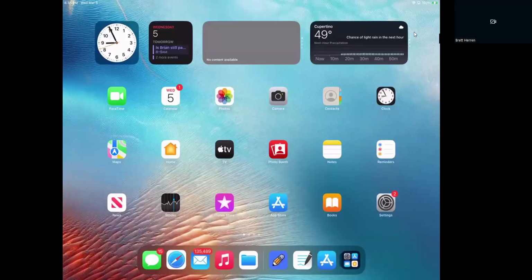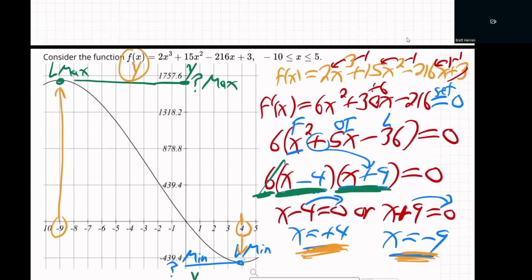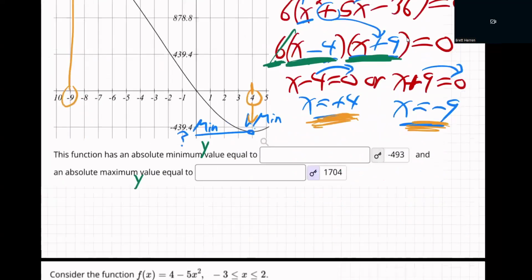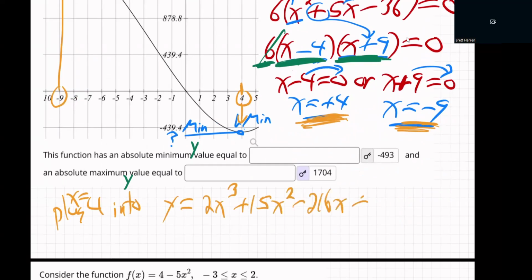Minus 493. And that is the minimum, right? We just plugged in 4 to the original function and got minus 493. I plugged 4 into this function. Is that making sense? Let me write what I did. I plugged x equals 4 into y equals 2x cubed plus 15x squared minus 216x plus 3, and it came out to be minus 493.